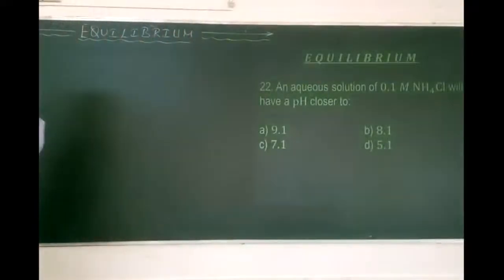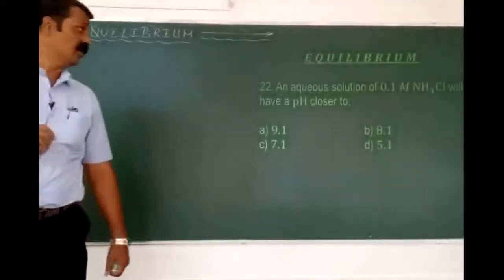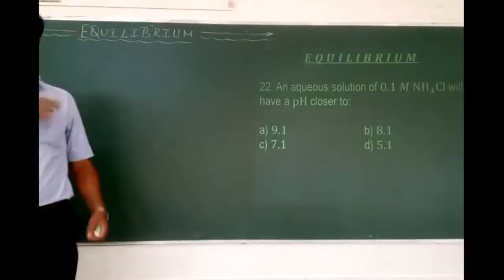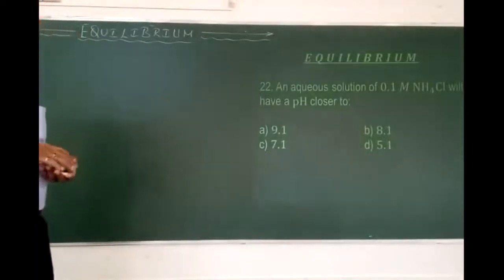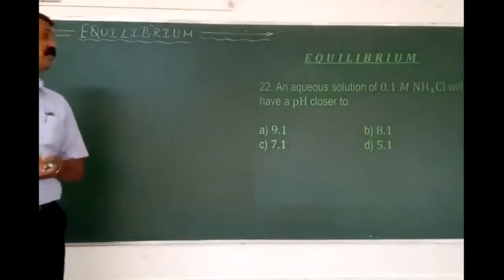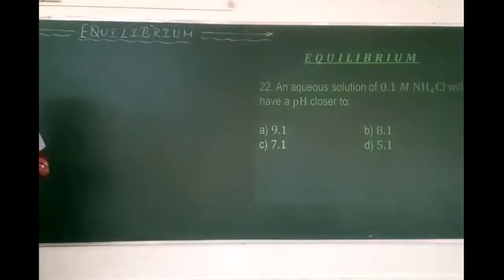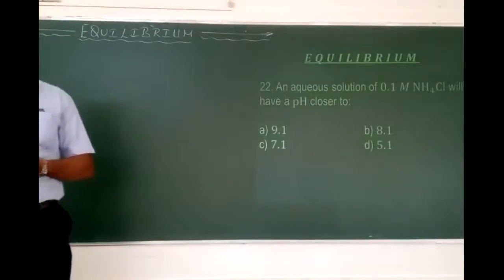Welcome back, students. Now we will continue the multiple choice questions related to equilibrium. So let us start with question number 22. An aqueous solution of 0.1 molar ammonium chloride has a pH very close to 2.